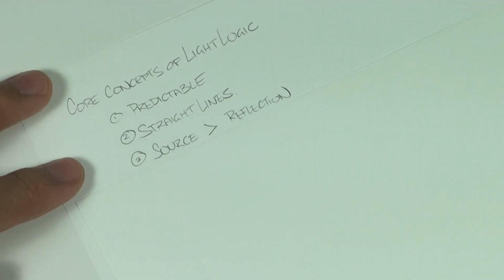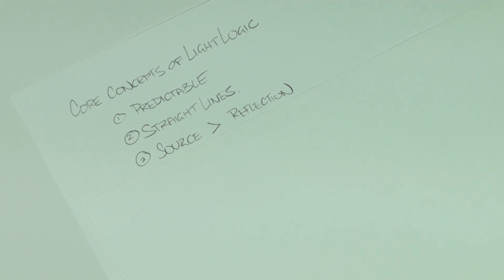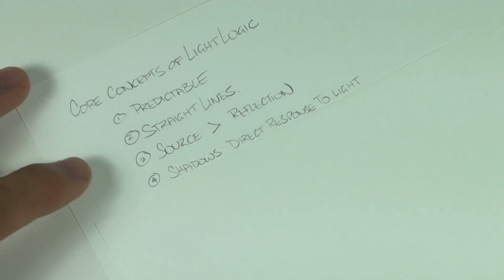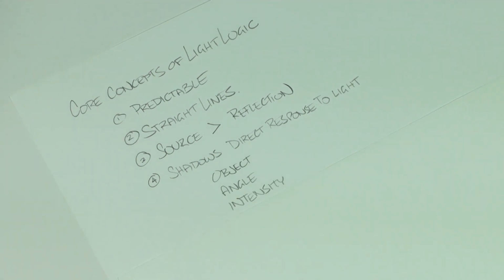The third is that a light source is always brighter than the reflected light that is a result of that light source. Lastly, shadows made by light are always a direct response to that light. And it's impacted by whatever the light hits, so the object it hits, the angle the light is coming from, and the intensity of the light source.